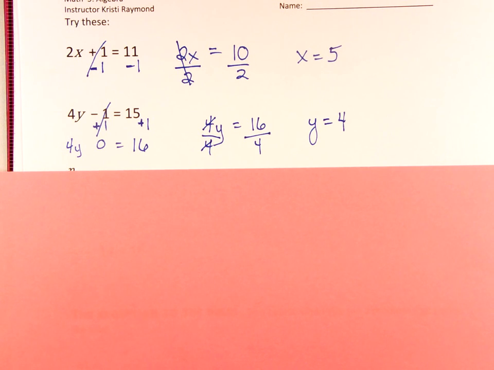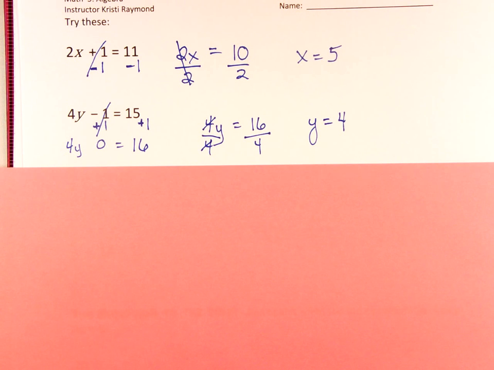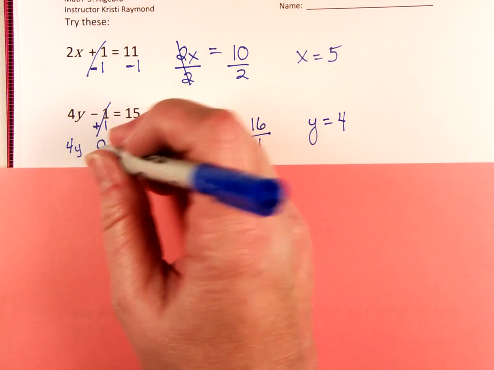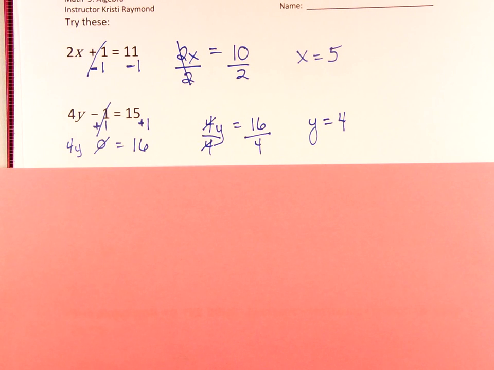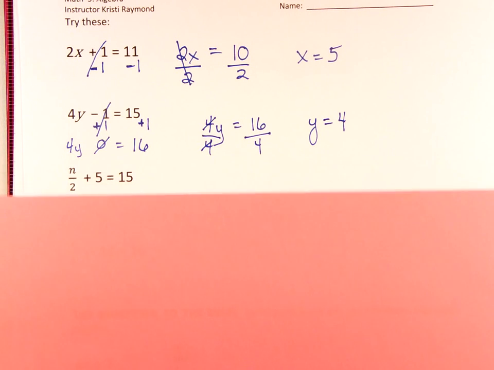Any questions on that one? So the 4y plus 0 equals 16. It's not necessarily right to write it. I don't have to write the 0? No, not at all. That's okay, in your head just to cancel those two out if you want to.